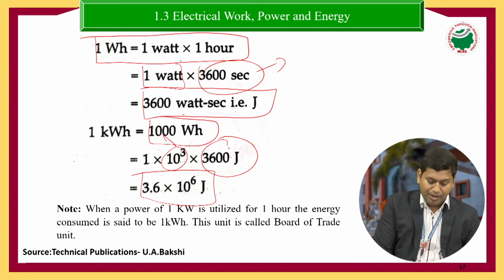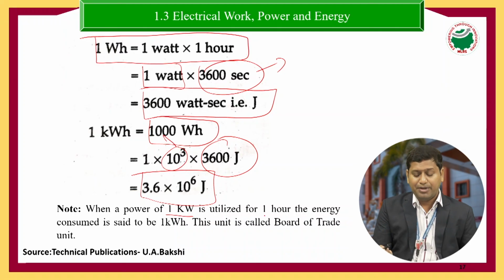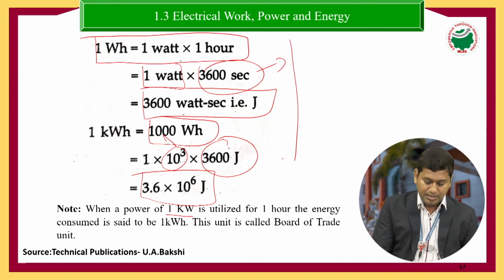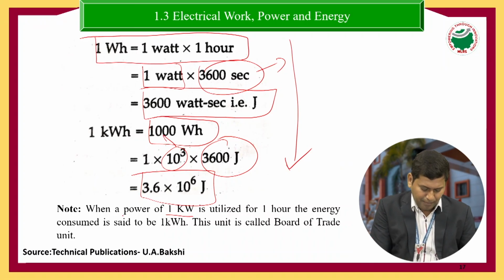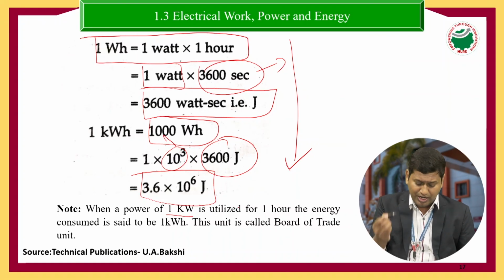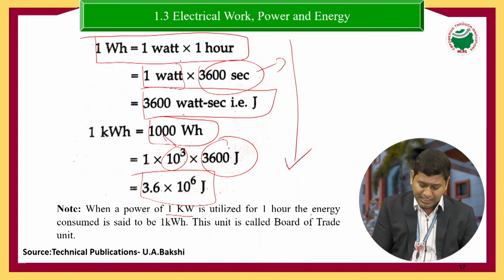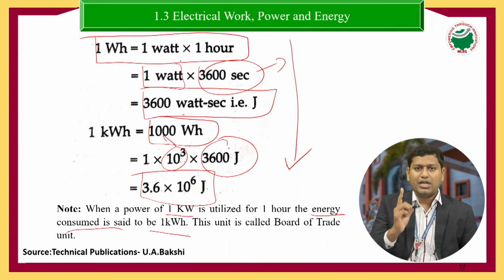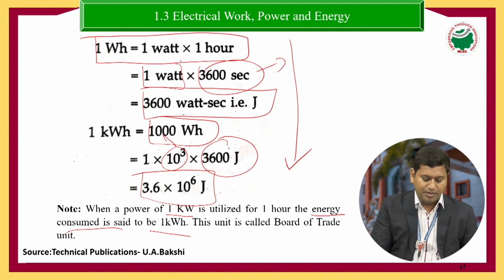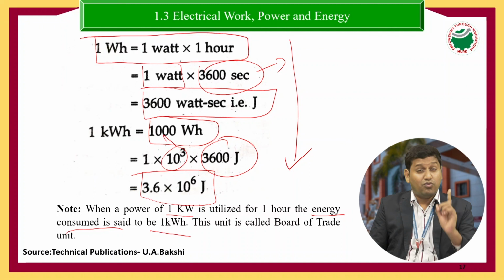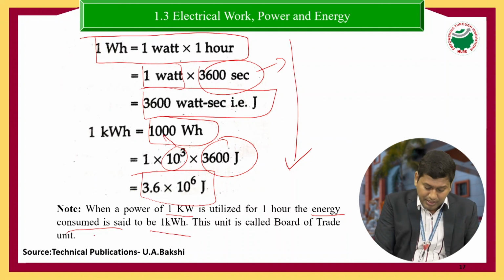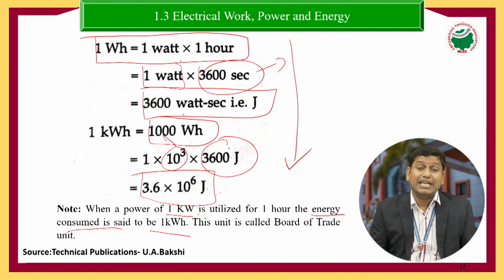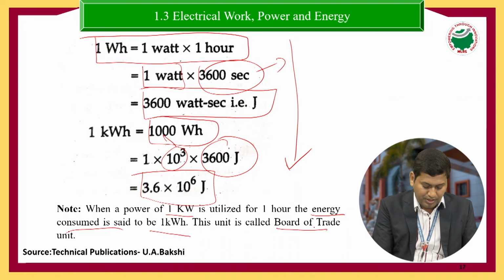So note, when a power of 1 kilowatt is utilized for 1 hour, the energy consumed is said to be 1 kilowatt hour. Once again, power of 1 kilowatt utilized for 1 hour, the energy consumed is said to be 1 kWh. The unit is called the Board of Trade unit.